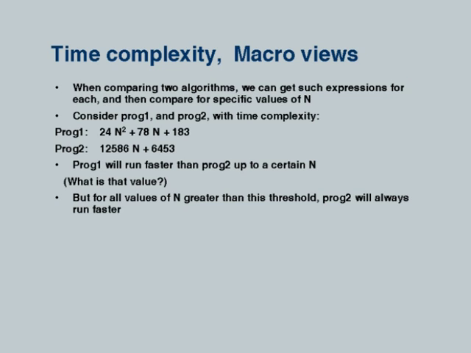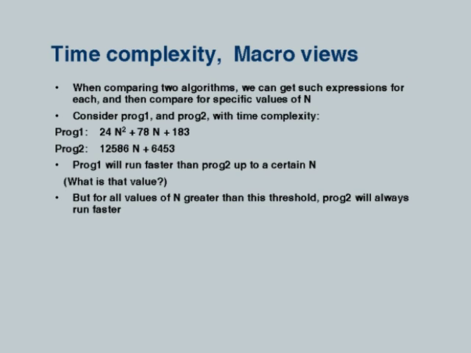If we want to take a macro view, a larger view, after all, n will vary. But when I compare two algorithms, we can get such expressions for each one and then compare for specific values of n. So consider two hypothetical programs. One is called program 1, the other is called program 2. Let us assume that the time complexity of program 1 is, say, 24n square plus 78n plus 183.